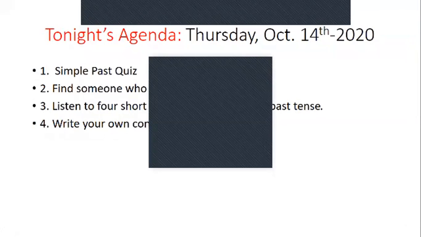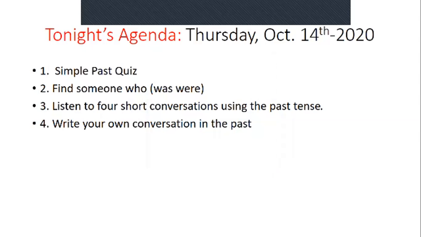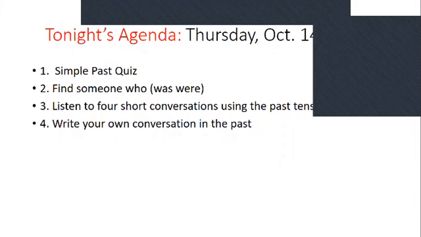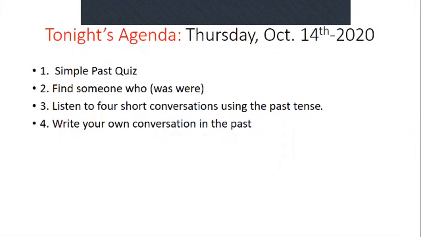Edgar, help us read the agenda for today. We're not going to be wasting any second for this class, because every second counts, all right? Tonight's agenda, Thursday, October 4th. 1, simple past quiz. 2, find someone who, what, where. 3, listen to 4 short conversations using the past tense. 4, write your own conversation in the past. All right, thank you so much.